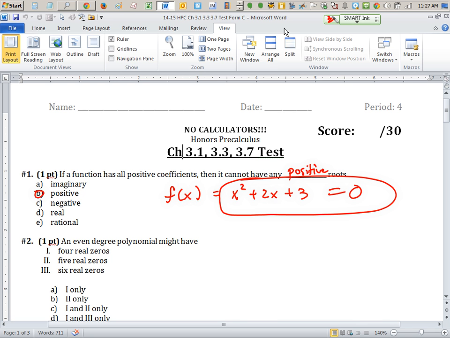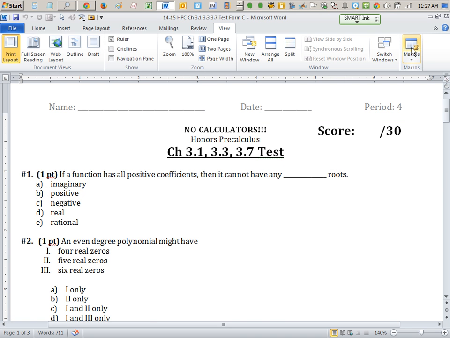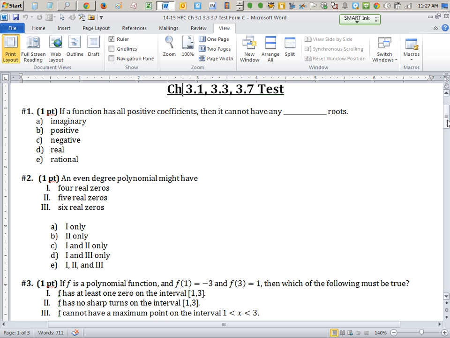All right, let's go to the next problem. An even degree polynomial might have 4 real zeros, 5 real zeros, 6 real zeros. So which is it? Well, an even degree polynomial would be something like x squared plus yada yada, or x to the 4th plus yada yada, right? Okay, now these could have x-intercepts, right? Or maybe none at all.